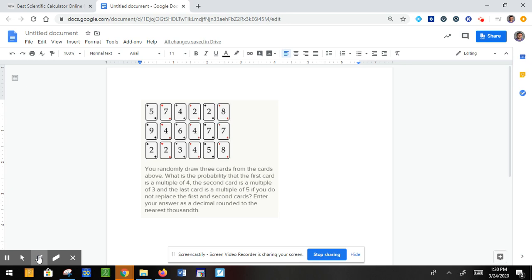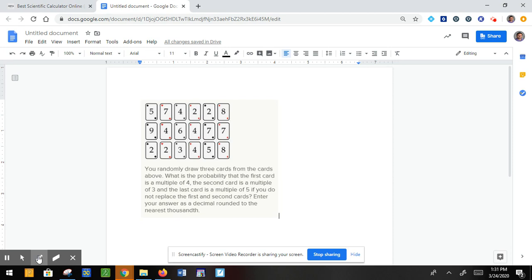Okay, let's see. So, as you randomly draw 3 cards from the cards above, what is the probability that the first card is a multiple of 4, the second is a multiple of 3, and the last is a multiple of 5 if you do not replace the first and second cards? Enter your answer as a decimal rounded.